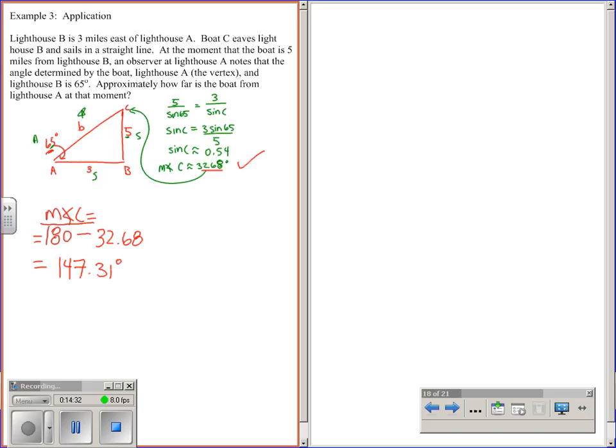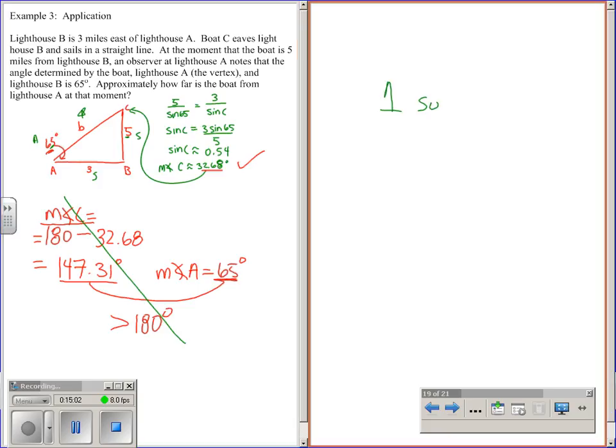Now in this case, you've got the measure of angle C would be 147.31. You've got the measure of angle A already at 65 degrees. If you add those two up, you already get something that is greater than 180 degrees, not leaving enough room for that third angle, the measure of angle B. So what that means is that this case is not possible, and in this ambiguous case, there is only one solution, or one possible triangle that satisfies the conditions that we're given.